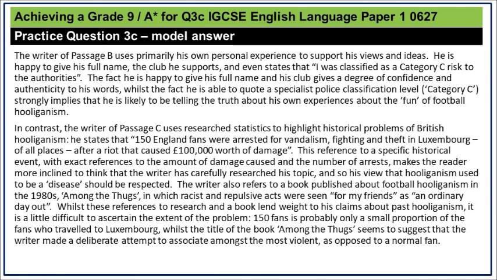The fact he is happy to give his full name and his club gives a degree of confidence and authenticity to his words, whilst the fact he is able to quote a specialist police classification level, Category C, strongly implies that he is likely to be telling the truth about his own experiences about the fun of football hooliganism. In contrast, the writer of Passage C uses research statistics to highlight historical problems of British hooliganism.